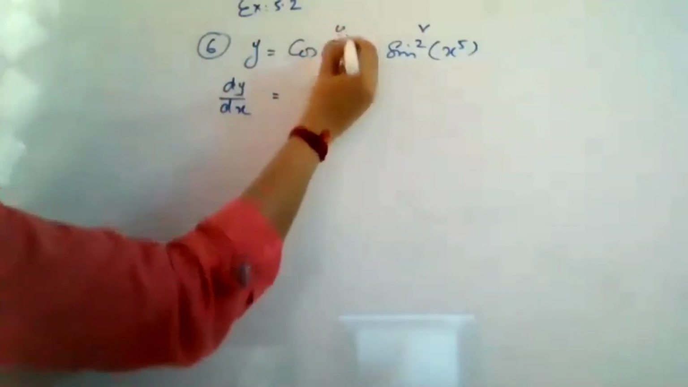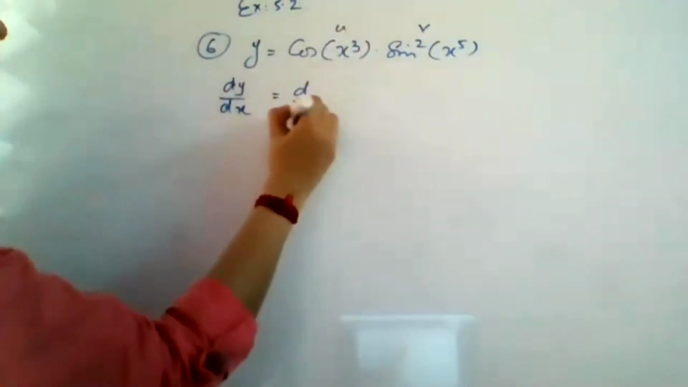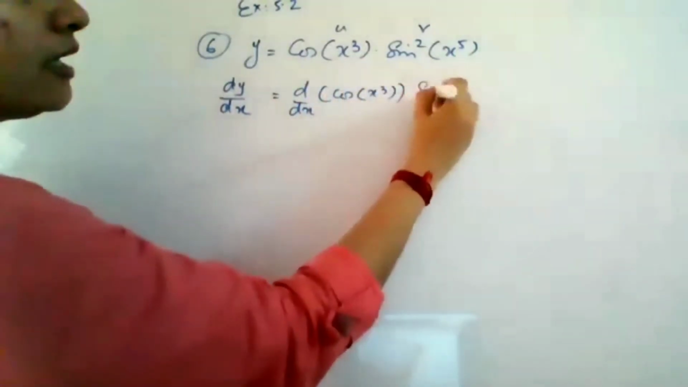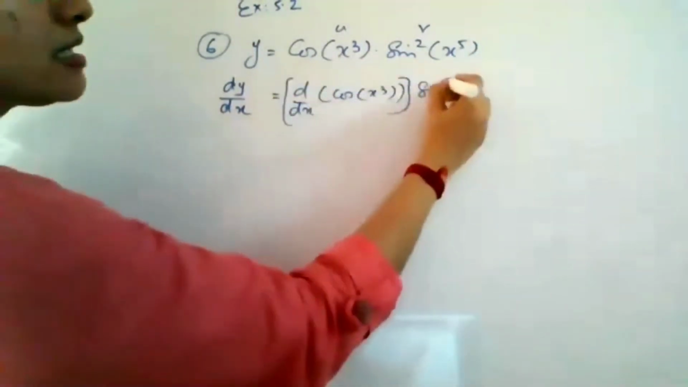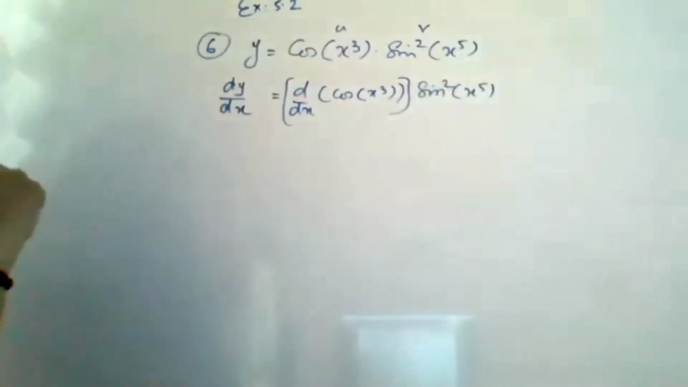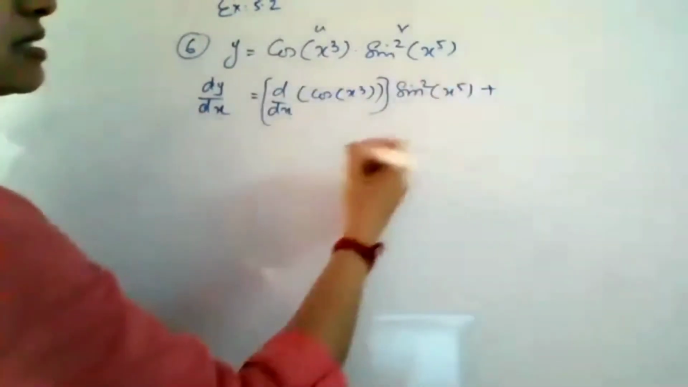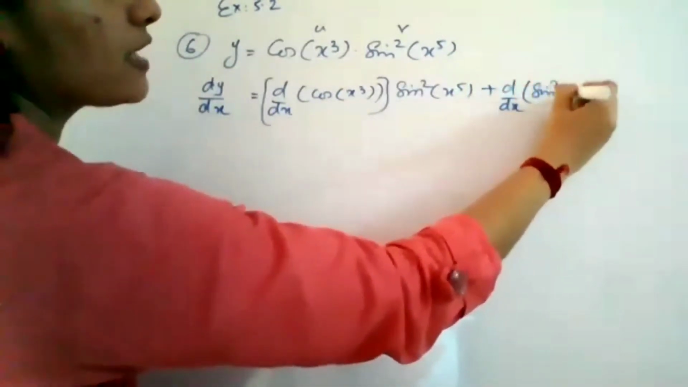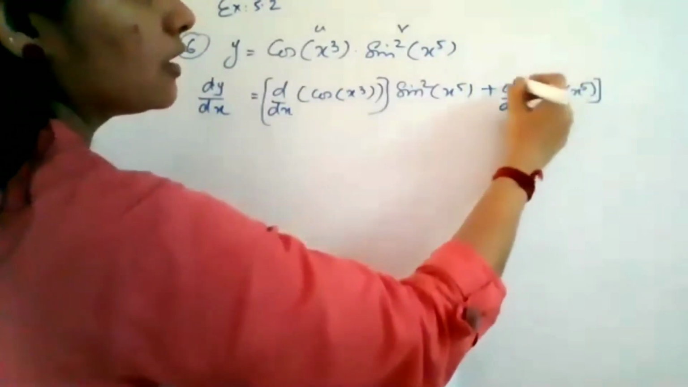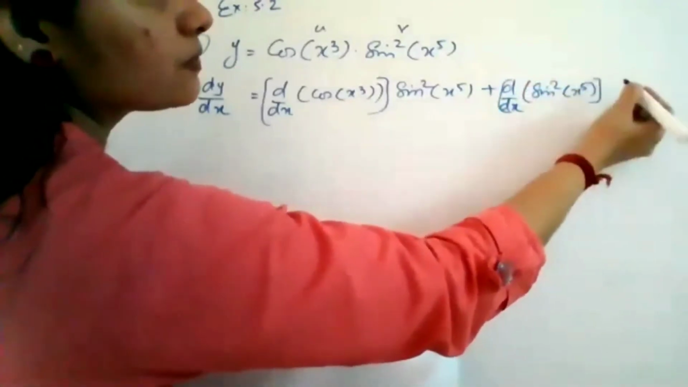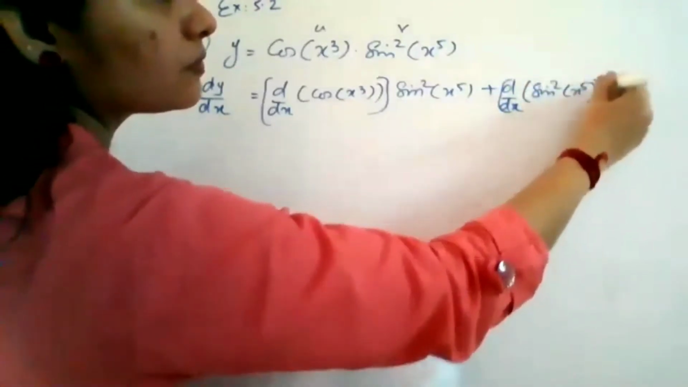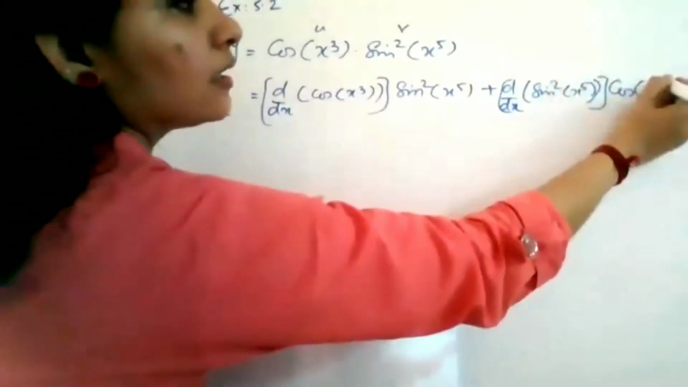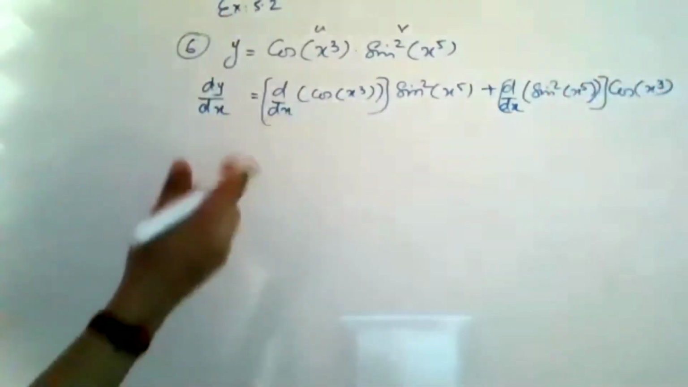Okay, we will write the LHS as dy by dx is equal to u dash. U dash, you will get the derivative of this: d by dx of cos x cube into sine square of x raised to 5, plus d by dx of sine square of x raised to 5 into cos of x cube. Now, what is the derivative of cos of x cube?